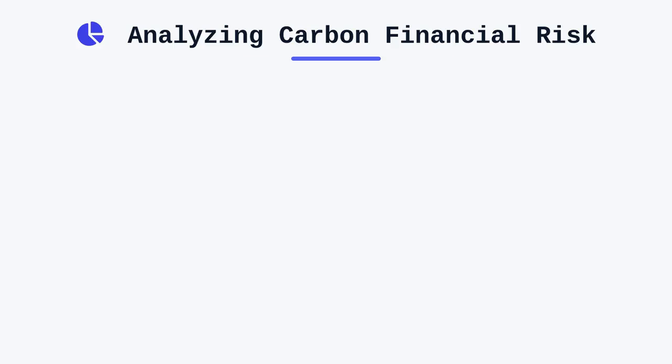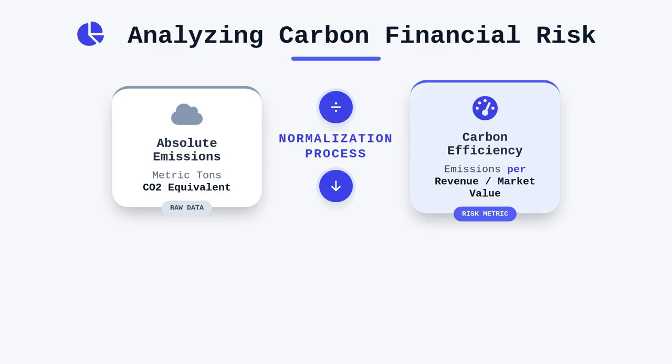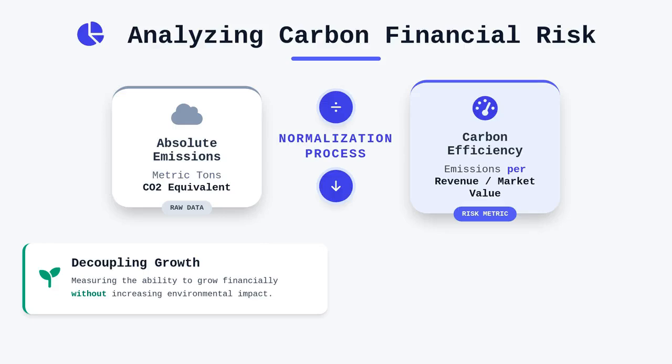When we shift from reporting absolute emissions to analyzing financial risk, we utilize normalization techniques to create comparable metrics. A simple absolute emission total, measured in metric tons of carbon dioxide equivalent, tells us little about the efficiency or the risk profile of a firm relative to its peers. By normalizing the carbon footprint against market value or corporate revenue, we arrive at a more granular view of carbon efficiency. For instance, expressing emissions per $1 million of revenue allows a stakeholder to observe how successfully a company detaches its financial growth from its environmental impact.